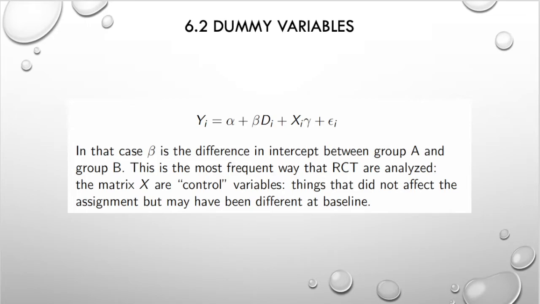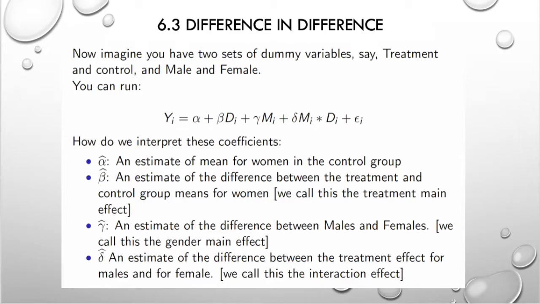Difference in difference calculates the effect of a treatment on an outcome by comparing the average change over time in the outcome variable for the treatment group to the average change over time for the control group.